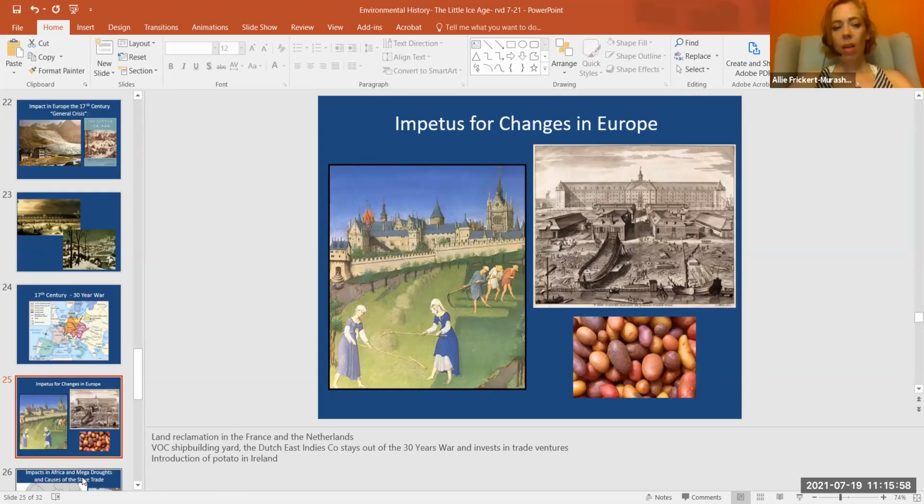On the flip side, the crisis of the 17th century is going to cause big changes in Europe. We're going to see land reclamation happen very successfully in France and the Netherlands in response to the decline of agriculture. That creates the impetus for changing agricultural methods and what's called land reclamation, meaning draining swamp areas and then using those regions, which are very fertile and rich, to grow more food or additional food. We've got new crops that come over from the Americas. That's the Columbian exchange that starts to happen in the 1500s.